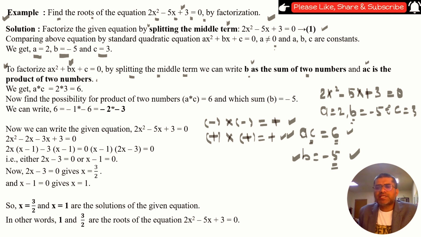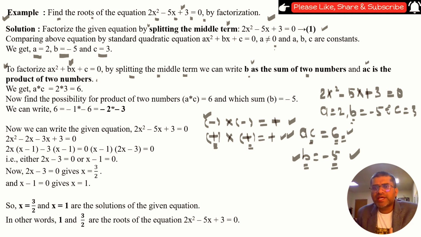But look at the second condition: the sum is equal to minus 5. If both numbers are positive, it is impossible for the sum to be minus 5. So these two numbers must be negative. Now we factorize 6 and find the combination.